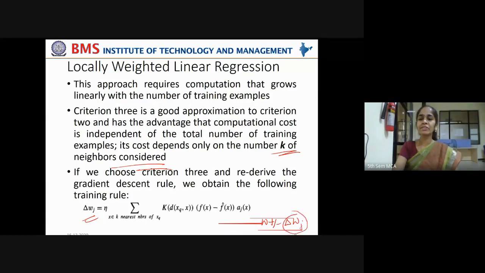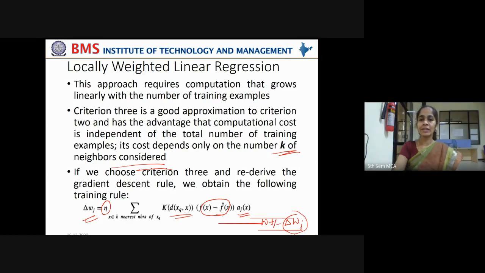So how is this weight adjustment calculated? It is the product of the learning rate nu and sigma, that is the added values of the prediction errors, multiplied by the input attribute value, multiplied by the function of the distance measure K, where the distance measure finds out the distance between xq, that is the new instance, and x, the existing instance.